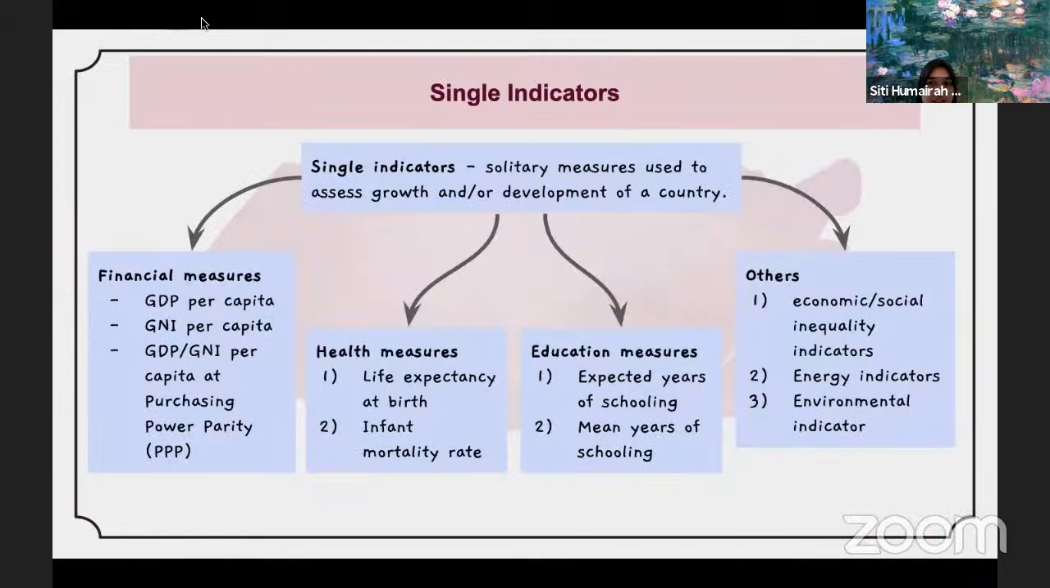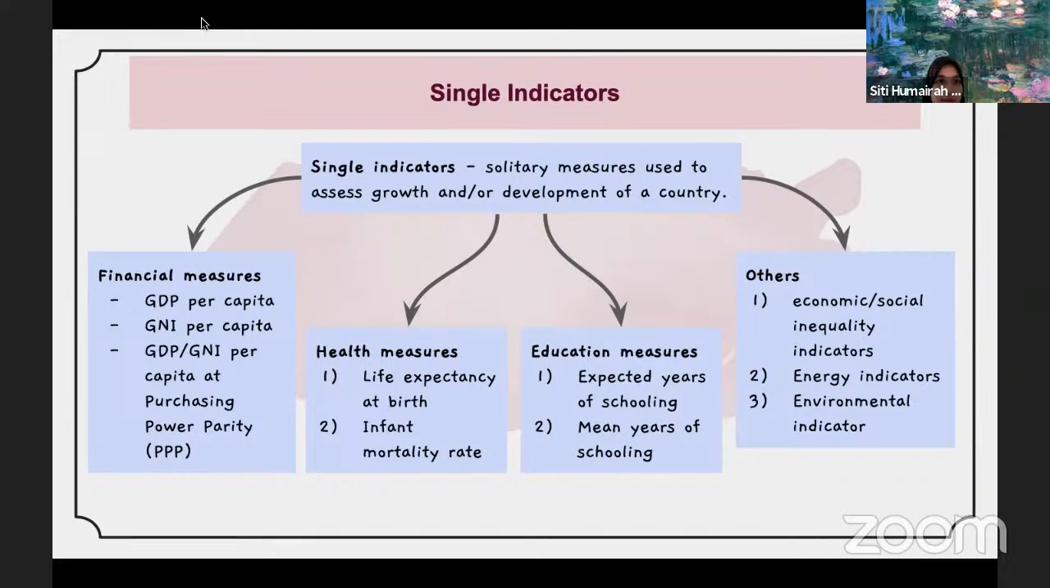Okay, so like I said, measuring economic development doesn't just rely on one figure. There are many types of measures to assess economic development. They are called single indicators, which are defined as solitary measures used to assess growth and or development of a country. So these indicators are used to measure the development of a country.